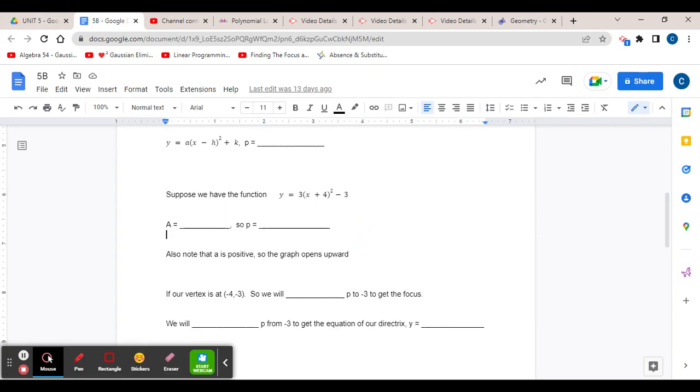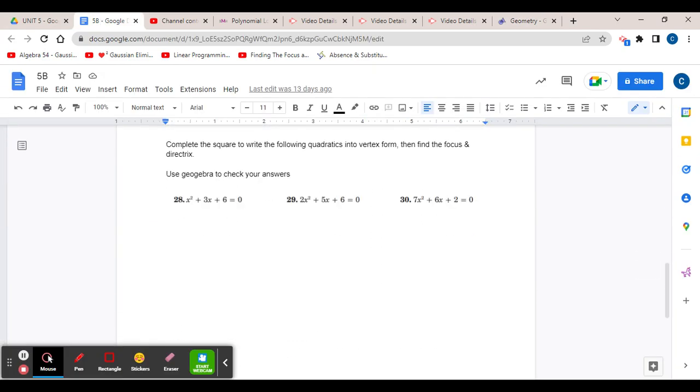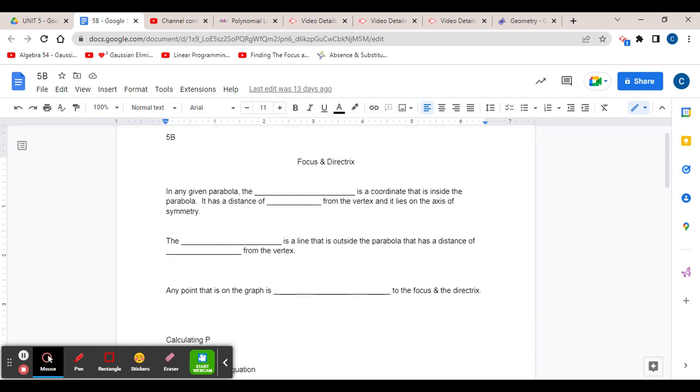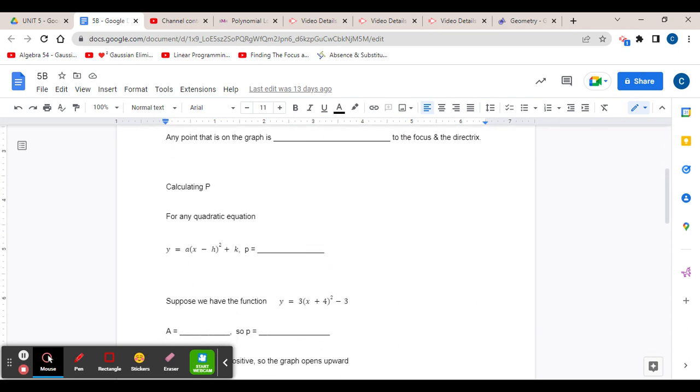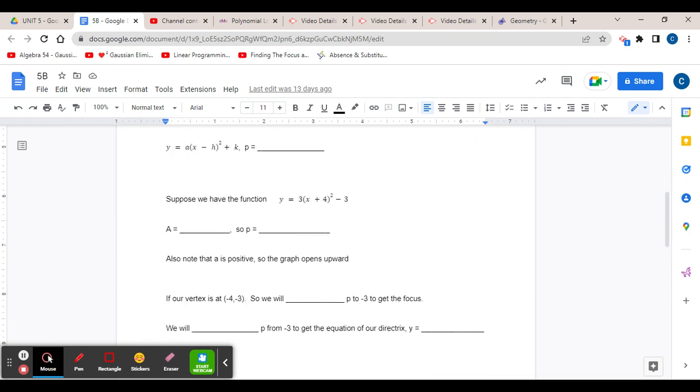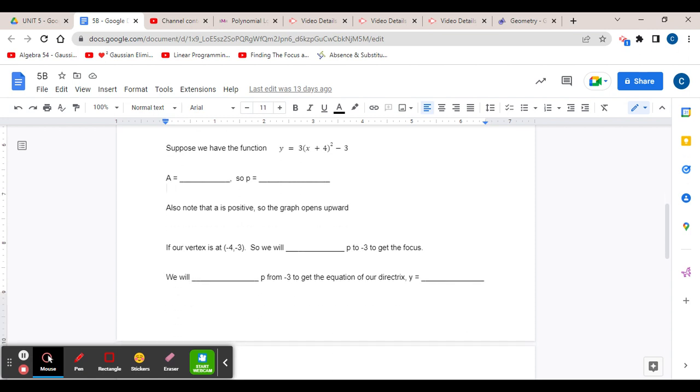So coming back to our notes, what I want us to do is complete the square, put the quadratics in vertex form because we've got to find the vertex (h, k), and then find the focus and directrix. Again, go back to finding our p-value. That's the most important thing. Once we find our p-value, we'll add it or subtract it to the y-value of the vertex to get our focus, and then we'll do the opposite operation, adding or subtracting, to get the line of the directrix. If you need another example, I can help you out.